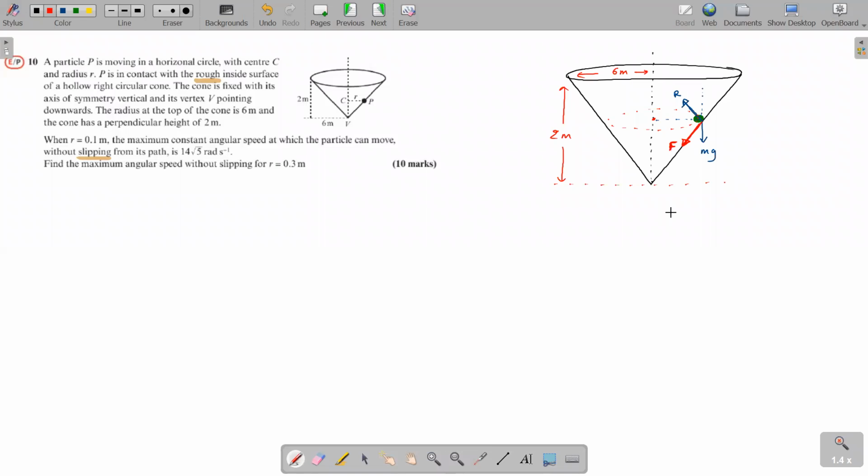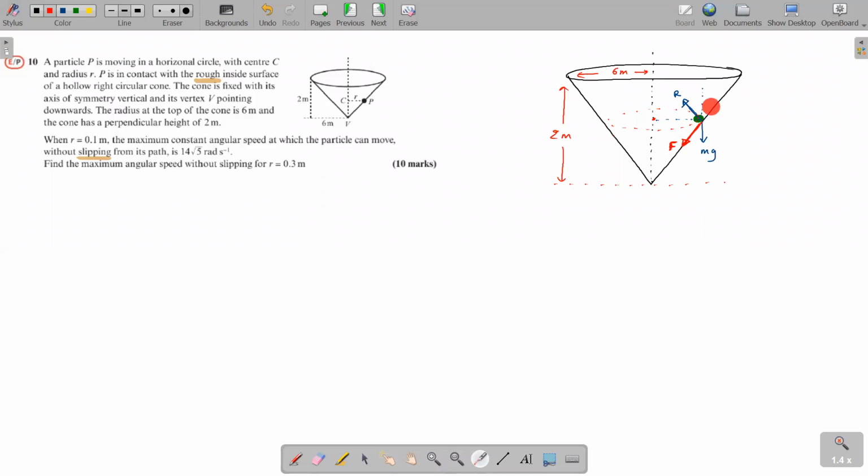This is really important. Friction acting downwards means the particle is trying to move upwards. And therefore, when the particle is trying to move upwards, it means the particle is moving at the maximum possible speed. Sometimes they do use the word minimum speed. If they use the word minimum speed, it means the smallest possible speed to keep it on this circular path. So with the smallest speed, because the speed is lower, the tendency is to move down.